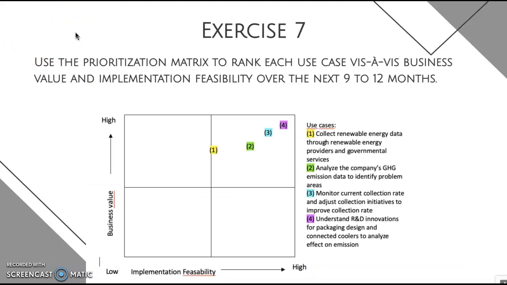So for exercise 7, the prompt was use the prioritization matrix to rank each use case vis-a-vis business value and implementation feasibility over the next 9 to 12 months. So as we can see on the y-axis, we have business value, so low to high, and then implementation feasibility, low to high, on the x-axis. So we can see that collect renewable energy data through renewable energy providers and governmental services is moderate feasibility, but high business value.